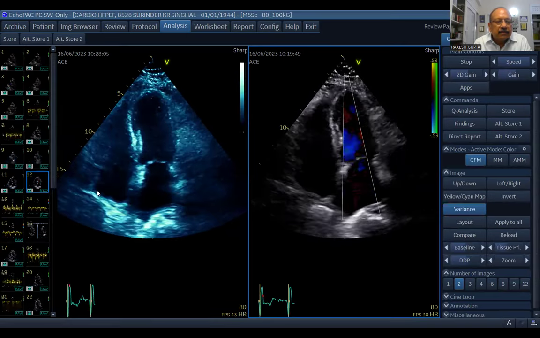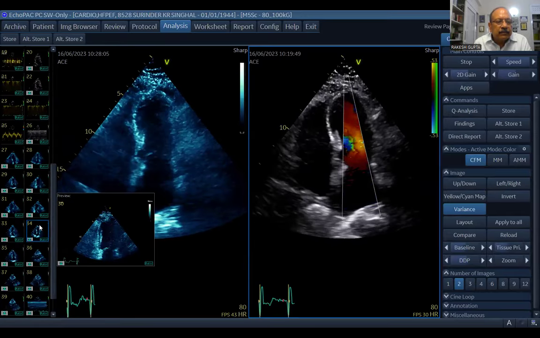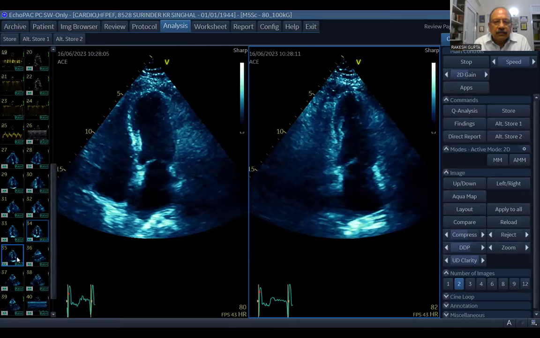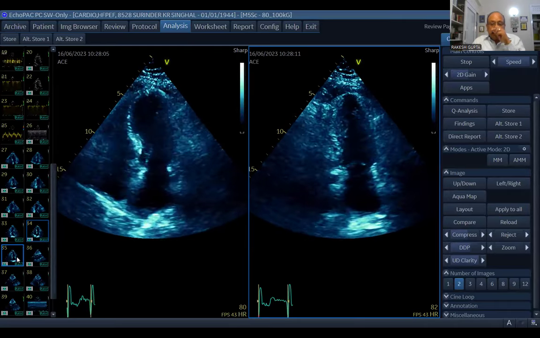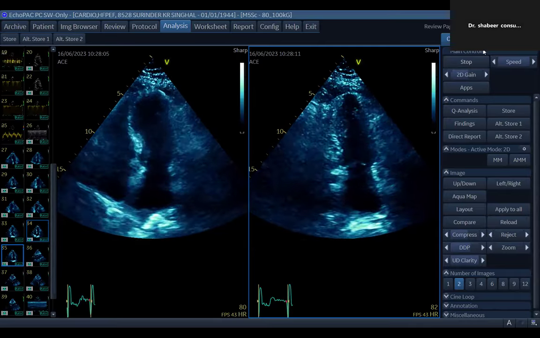Perfect. Now you can see live images, where this is the four-chamber view. This is the two-chamber view. Correct? Okay, sir. Yes, sir. Now I'm going to stop it.